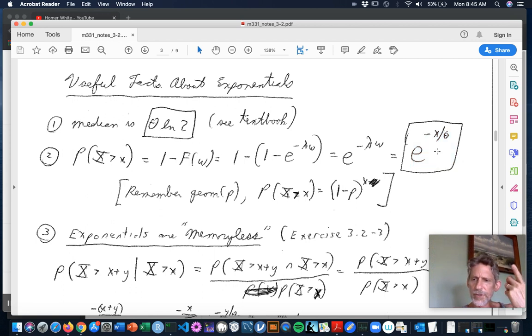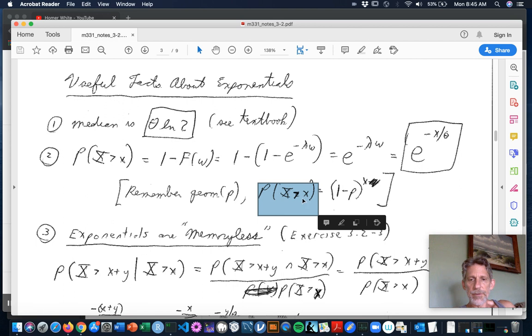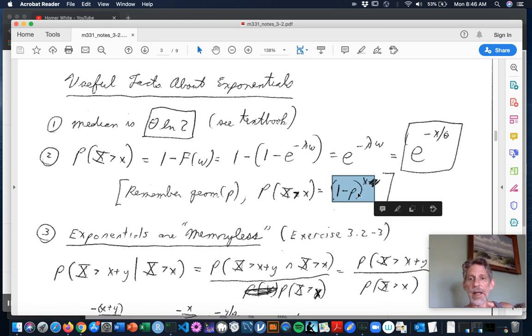So that should remind you of geometrics. Geometrics are the waiting time until your first success. They must be really similar to exponentials. And if you think about geometrics, the chance that a geometric is bigger than x is, well, that would mean that your first x tries have to be all failures, so 1 minus p to the x. So really quite similar behavior as you would expect.